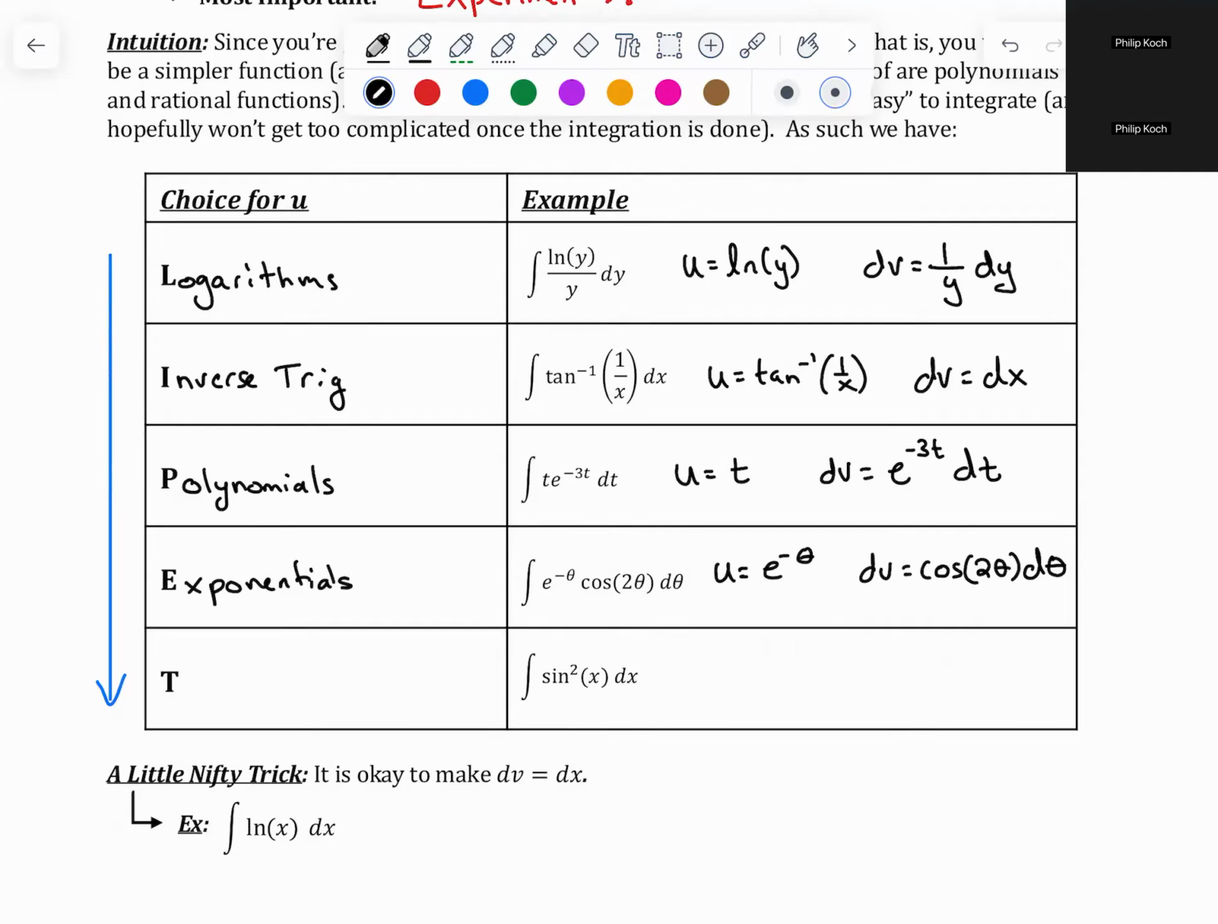And last but not least, trig. With this one, you can try u equal to sine squared, or you can try u equal to sine of x. I would recommend u equal to sine of x. I chose this one specifically to say sometimes you can split it up into two pieces. That sine squared, you can separate into a sine of x times a sine of x. So if u is sine of x, then dv is equal to sine of x dx.